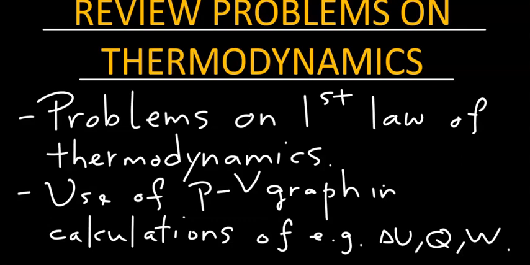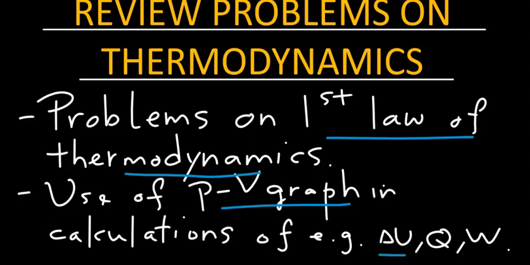In this video, we will look at a few problems on the first law of thermodynamics. In particular, we shall use the PV graph or PV diagram in the calculations of change in internal energy, heat, and work done by the system or on the system.